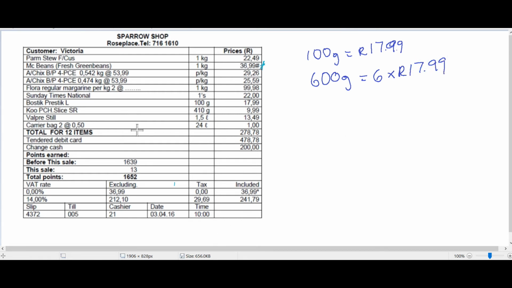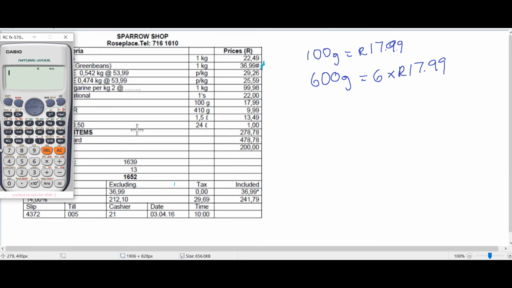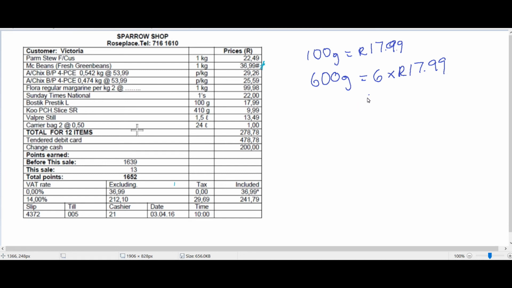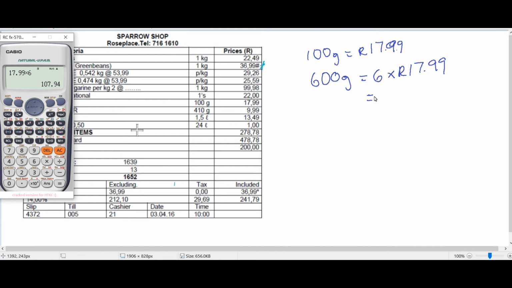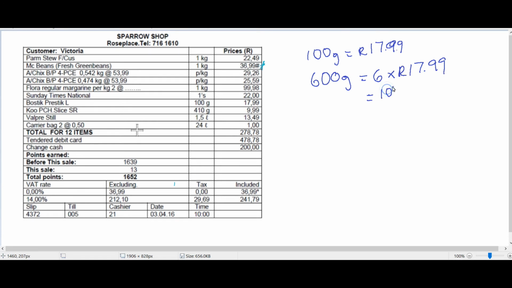Then we go and use our calculator. Please make sure you have a calculator. And then you press 17 rand 99 times 6. So what is the answer? You get this answer and you write it in standard decimal. The answer is 107.94. So our answer is 107.94 rand, right? So you get it right.